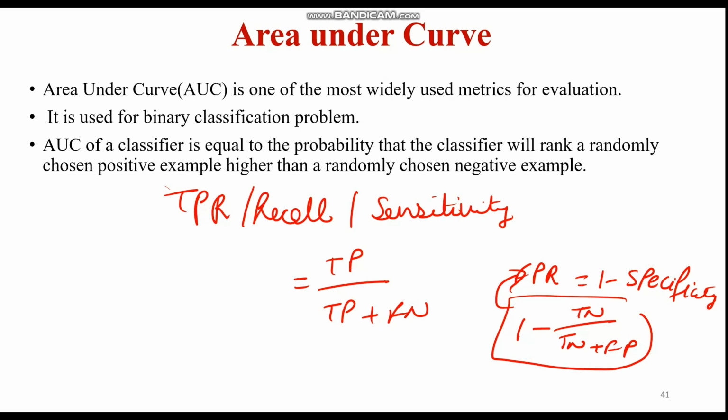So this area under curve is, as discussed, the most widely used metric for evaluation. It is used for binary classification problems. So this is a classifier equal to the probability that the classifier will rank a randomly chosen positive value higher than a randomly chosen negative one. So let's understand one more thing.